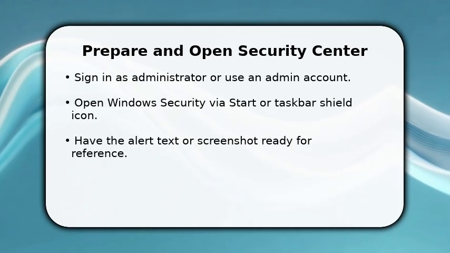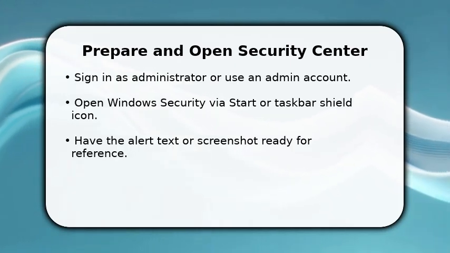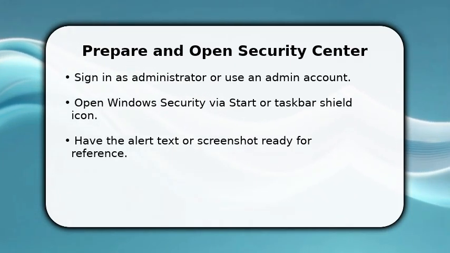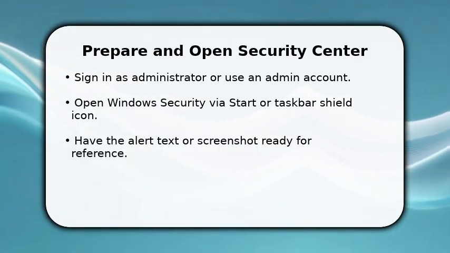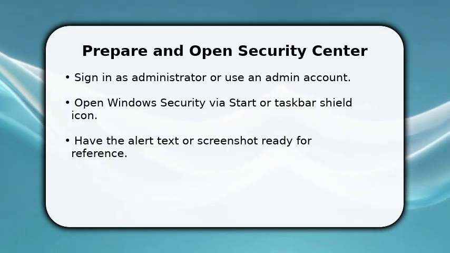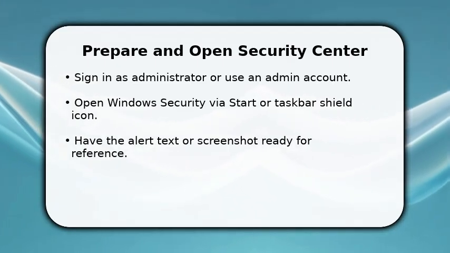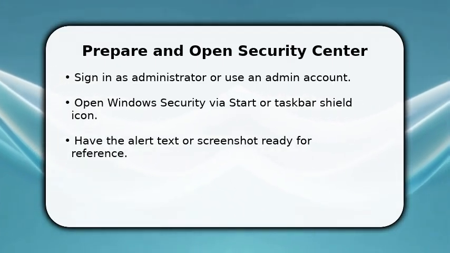Once done, identify the exact alert message or take a screenshot so you know whether it's firewall, app and browser control, or virus and threat protection. Make sure to keep network access on if you need to download updates or signatures. This prevents false positives while you proceed.